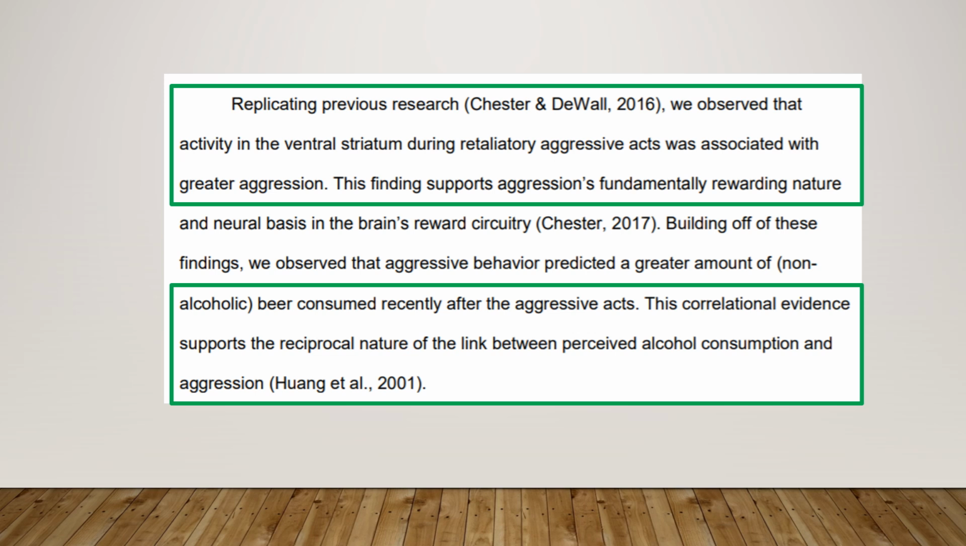That is tying back into a theory that was promoted by Huang et al. in 2001 that they probably talked a lot about in their introduction and are now bringing back here to remind the reader about the bigger theory and about how their findings help to support that theory. And you should be doing the same thing.